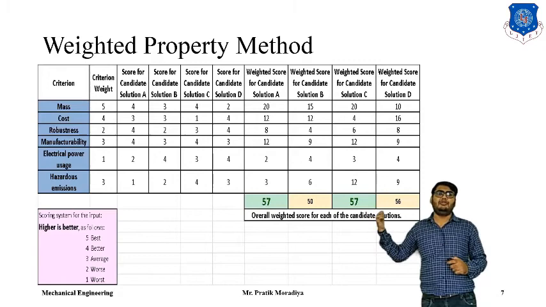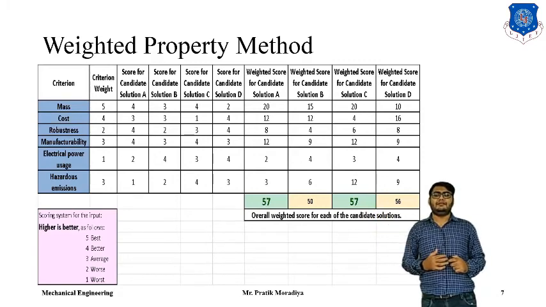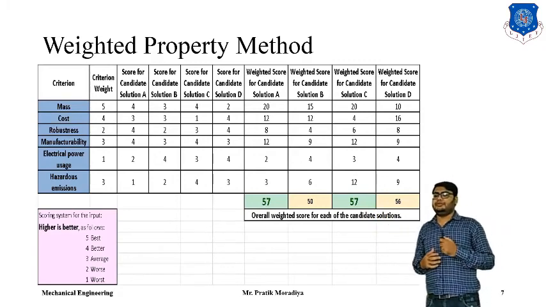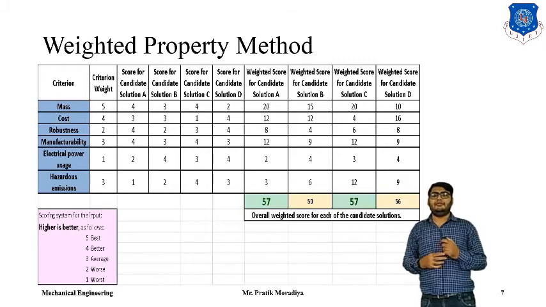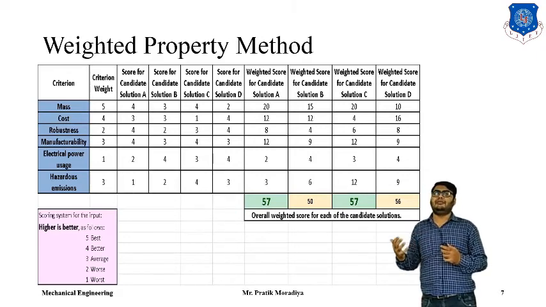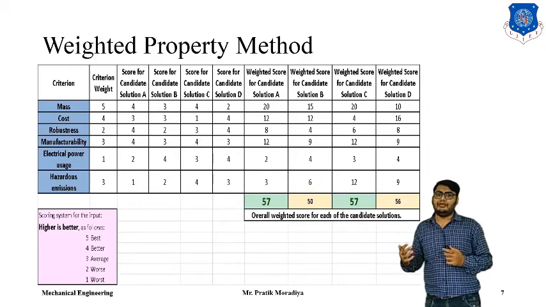Now, how will we give those numbers? If the material is bad, then we give 1. If it is better than that, then 2. If it is average, then 3. If it is better than average, then 4. And if it is best, then we give a score of 5.